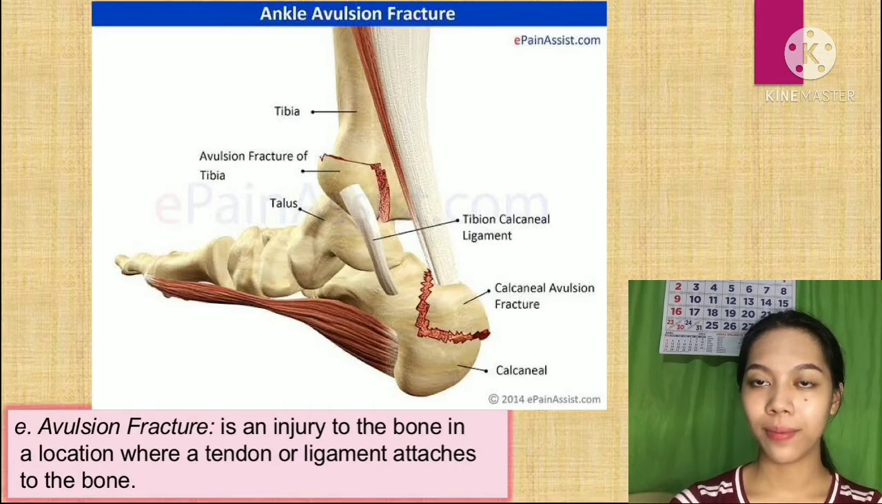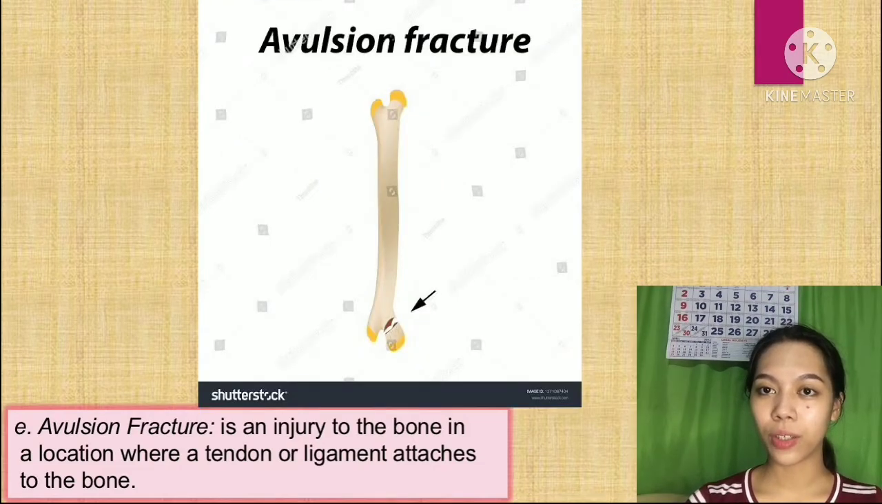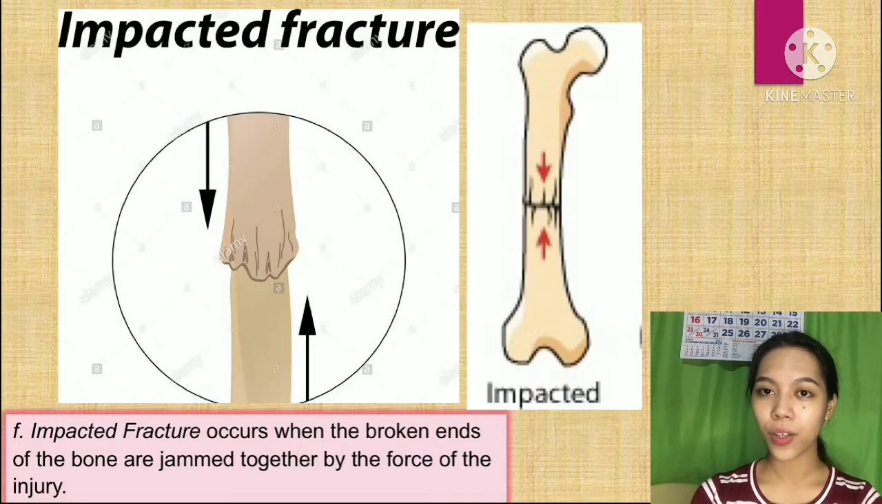Avulsion fracture is an injury to the bone in a location where a tendon or ligament attaches to the bone. Crutches may be used for a few weeks for a fracture in the hip. An avulsion fracture to your foot or ankle may require a cast or walking boot. Impacted fracture occurs when the broken ends of the bone are jammed together by the force of the injury. Immobilization of the injured area is done by using a splint or cast.